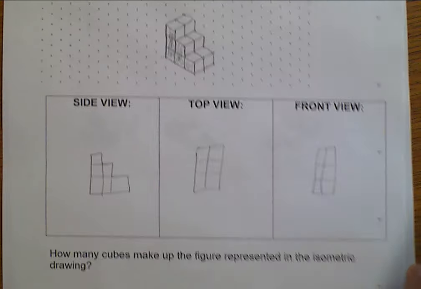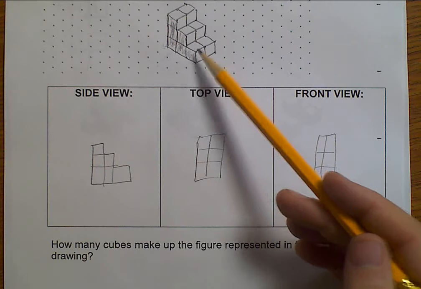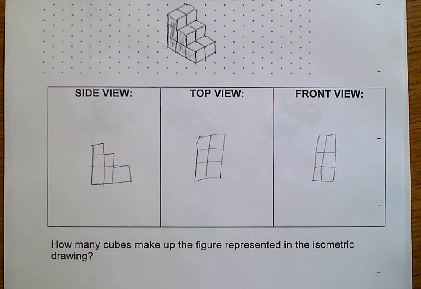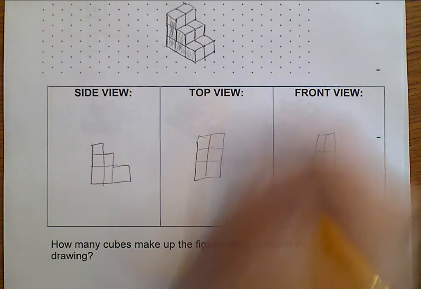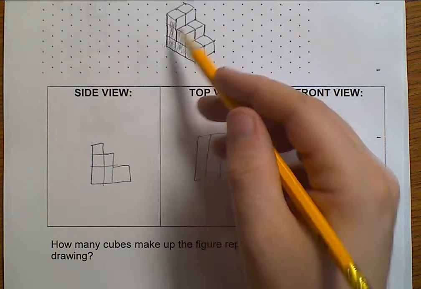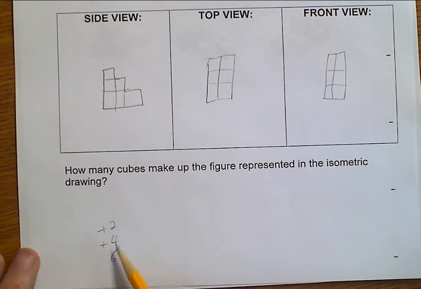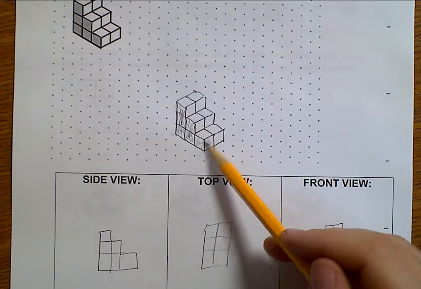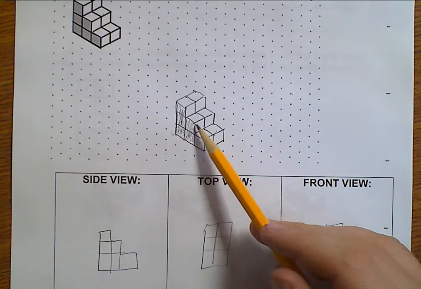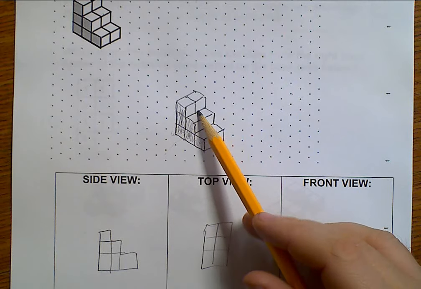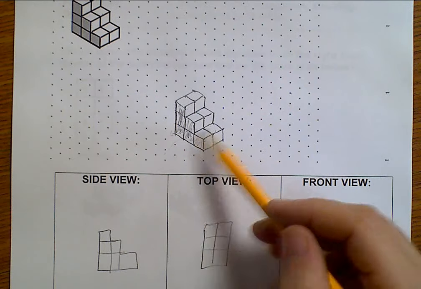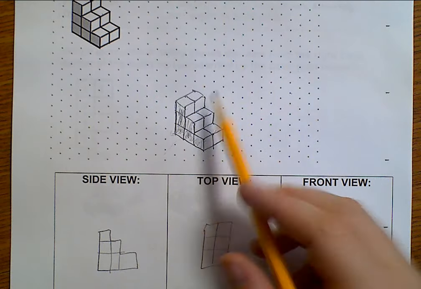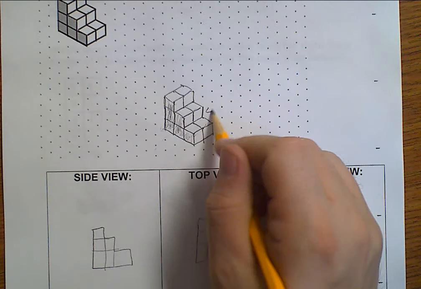And now we want to know how many cubes. Well, I have 1, 2, 3, 4, 5, 6 that make up the bottom, 4 that make up the middle, 2 that make up the top. So I've got 2 on top, 4 next, and then 6. If I add those up together, I get a total of 12. Just counting them again. 1, 2, 3, 4, 5, 6 on the bottom. 5, 6, 7, 8 in the middle. 9, 10 make up our top. Total of 12. 6, 4, and 2.